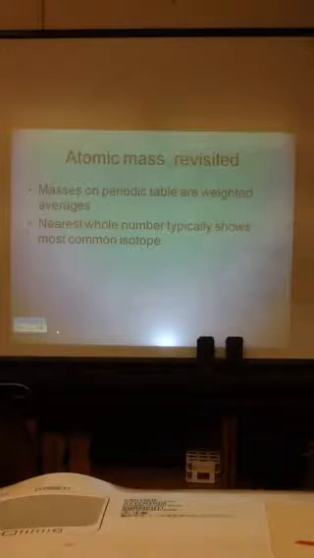Okay. That's a very valid way to do it in 7th grade or 9th grade. It's not valid here. We don't do that anymore. Very often, that nearest whole number is the most common isotope. However, there are cases where that is not true. So I'm trying to think of one off the top of my head.